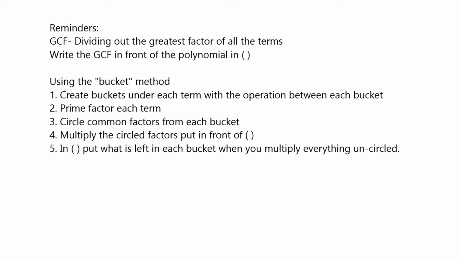You prime factor each term. You circle the common factors from each bucket. You multiply the circled factors and put in front of the parentheses. And then in the parentheses, you put what is left in each bucket when you multiply everything that is uncircled. And those are just the steps from the previous 3 examples. If you understand the bucket method and there's an easier way to do this, please go ahead and take the easier way.